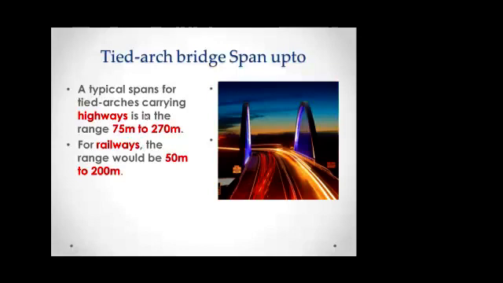Now, up to what span can this tied arch bridge be constructed? The typical span for a tied arch bridge carrying highways is 75 meters to 270 meters. For railways it is recommended between 50 meters and 200 meters. This is the recommended distance for the tied arch bridge.